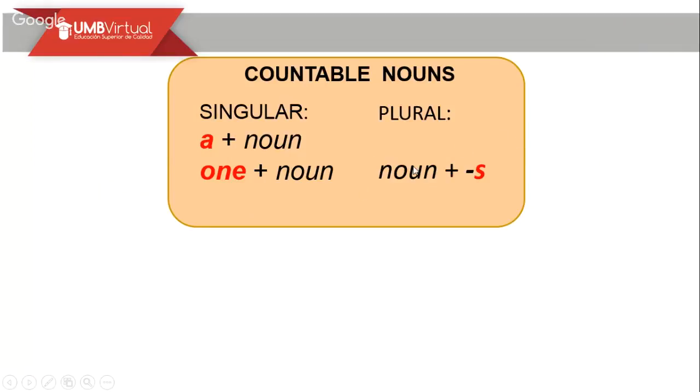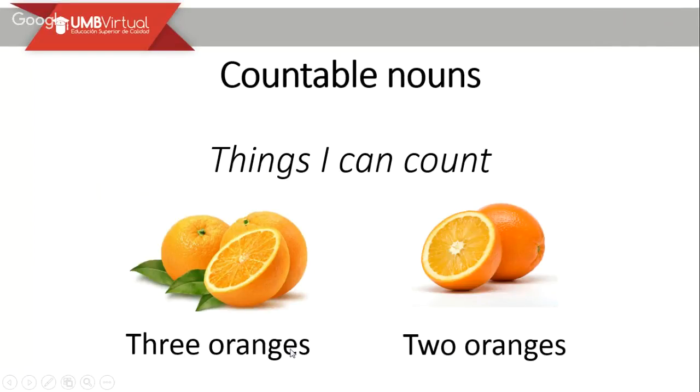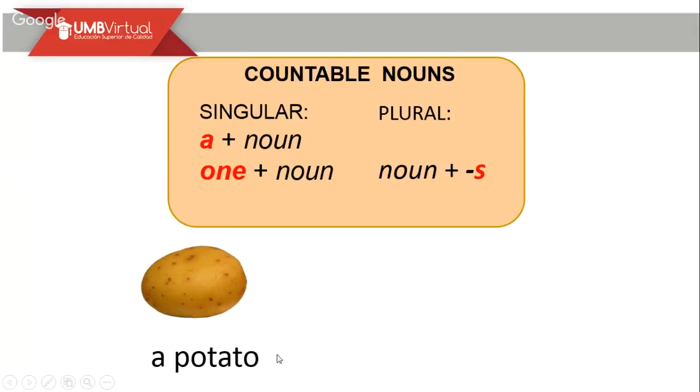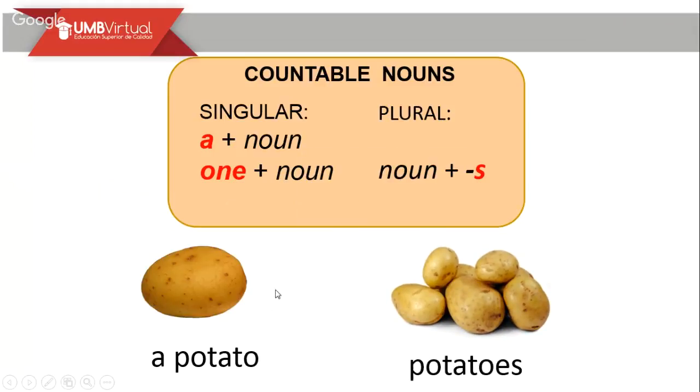So for plural form, we can recognize it because usually it has an s at the end. So it is the noun plus an s. For example, orange and oranges. Orange without the s is the singular and oranges is the plural. We have a potato or potatoes, and we have a slight difference in here. With this noun, we are going to add es, not just s, but es.